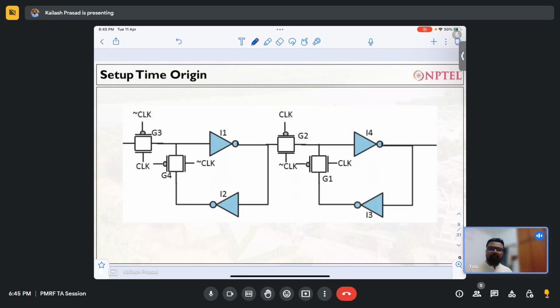Now the question is, why is there a setup time? Why in the flip flop do we have to take care about the setup time? Can anybody tell me, if anybody knows the reason? Why is there a setup time requirement? Does anybody know?